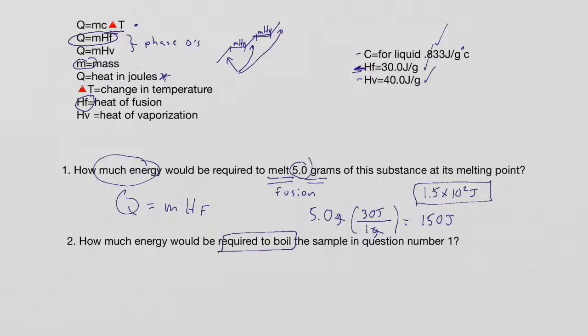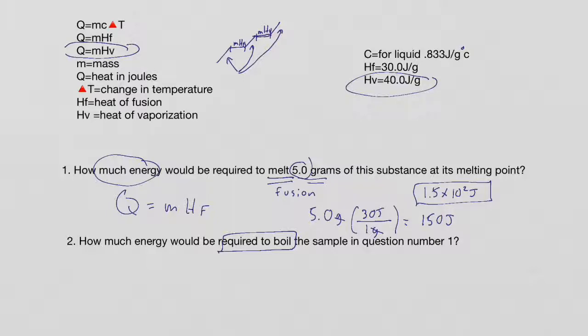Okay, since I'm boiling now, instead of using the same formula I said before, I'm going to erase all this stuff now. So which formula am I going to use? Well, I'm going to use the formula that deals with boiling. I'm going to use this HV, which is my heat of vaporization, and I'm going to use this formula right here because that is for the phase change of boiling or vaporization.